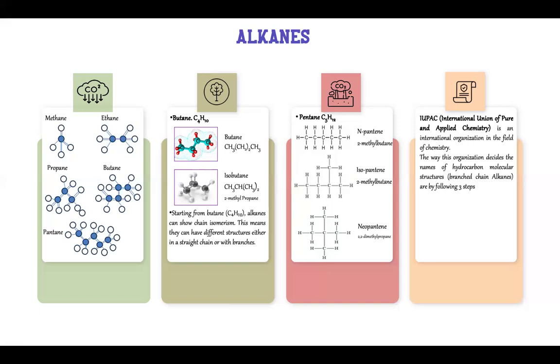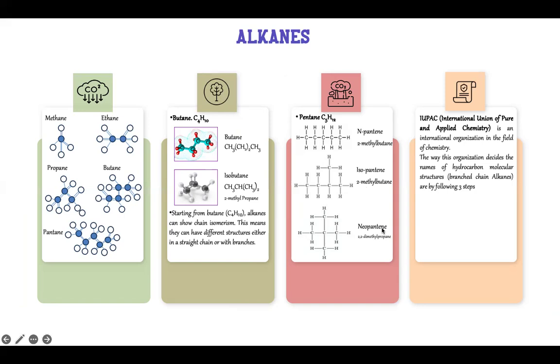And then we have pentane, C5H12, where we have this molecular structure for pentane, which is 2-methylbutane, and this is isopentane. And then we have neopentane.